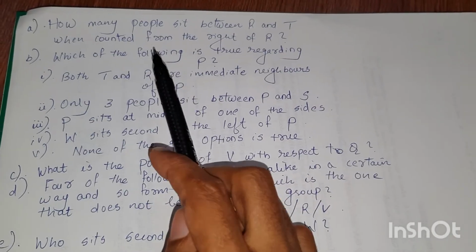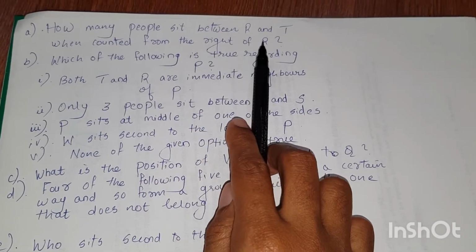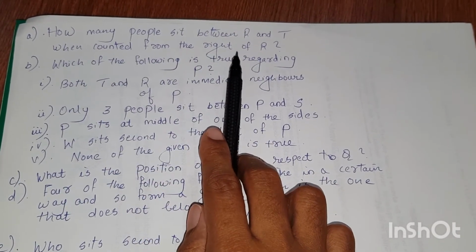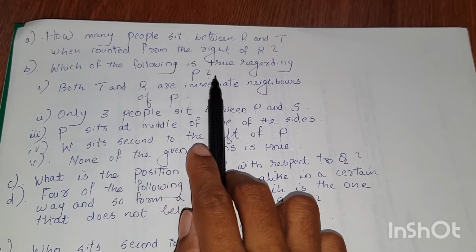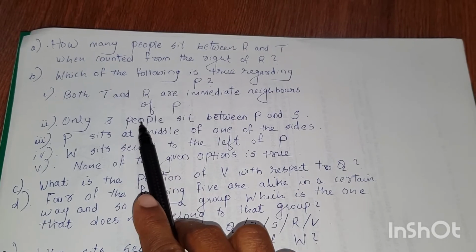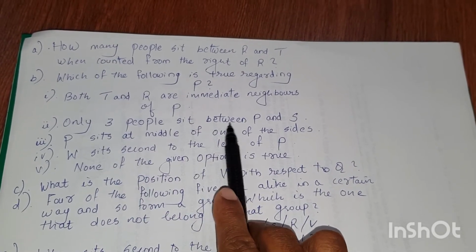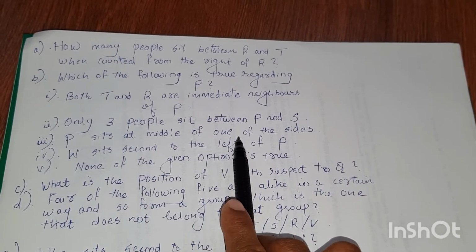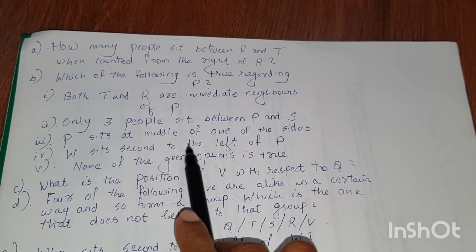The 5 questions are: first one, how many people sit between R and T when counted from the right of R? Second question, which of the following is true regarding P? Both T and R are immediate neighbors of P. Only 3 people sit between P and S. P sits at middle of one of the sides. W sits second to the left of P.